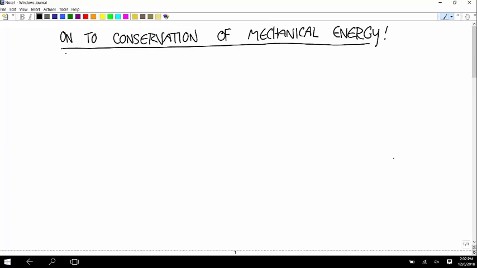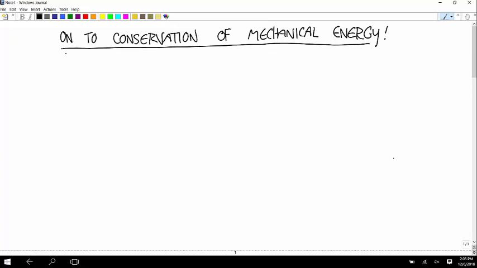One of the main scientific facts in just about every branch of science is that the total amount of energy in the universe never changes. It just moves from one type to another. That's not exactly what we're going to be talking about here. We're going to be talking about a very specific application of conservation of energy under very specific conditions.